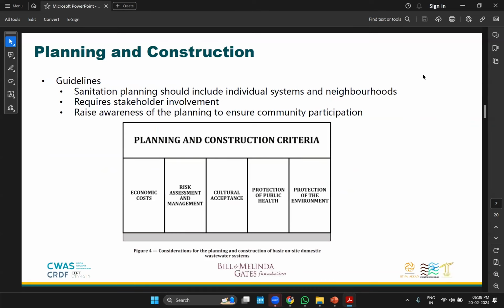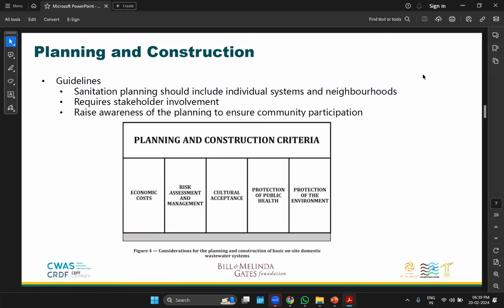In terms of the guidelines for planning and construction, we expect sanitation planning to include individual systems and neighborhoods as well as community type systems for small villages. It requires stakeholder involvement, as shown in the earlier slide, the importance of including all stakeholders in the planning and construction process in terms of communication and obtaining information, and raising awareness of the planning to ensure community participation, which is ultimately the most important aspect of proper use and value to the community. The economic costs should be considered, and in many cases, locally available materials and appropriate labor and technical skills are necessary for the construction of the system.